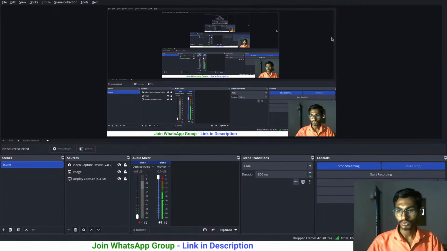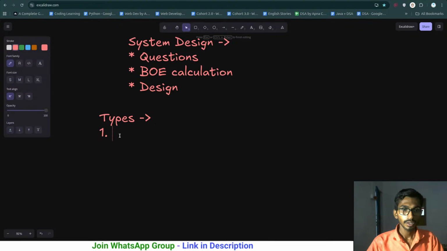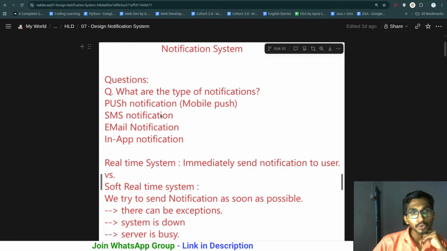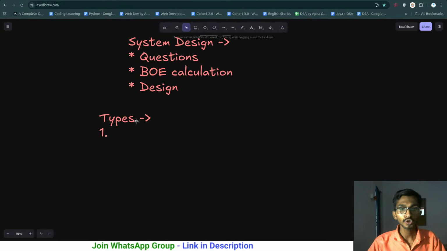When it comes to the types of notifications, there are SMS, email, and in-app notifications, right? Push notifications, SMS, email, in-app. They are the mobile notifications only. So we have mainly three types of notifications here. First one is SMS, second one is the email, and one is the push notification. We can talk about these things verbally, can't we? These are the types of notifications we are going to be having, and there is something called a real-time system and a soft real-time system. Real-time system in the sense you should be getting the data.